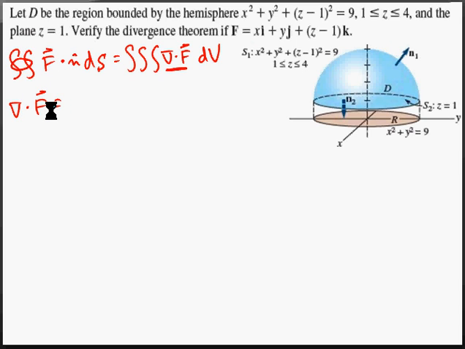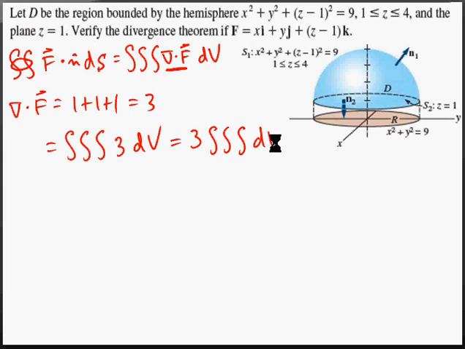Well, the divergence of F is equal to 1 plus 1 plus 1, assuming you do the divergence of the right side here. That's going to be equal to 3. What that translates to is that the right side becomes the triple integral of the divergence of F, which is just 3 dV. Now I have dV, which is calculating the volume of this hemisphere sitting up here. Notice the limits of integration start from z equals 1 to z equals 4. So since I'm talking about a sphere, this simplifies to 3 times the triple integral of dV, where this right here would be the volume of this object.